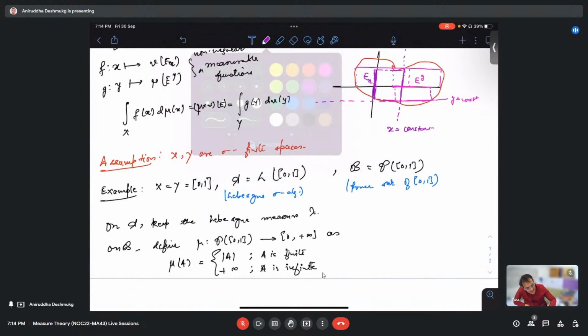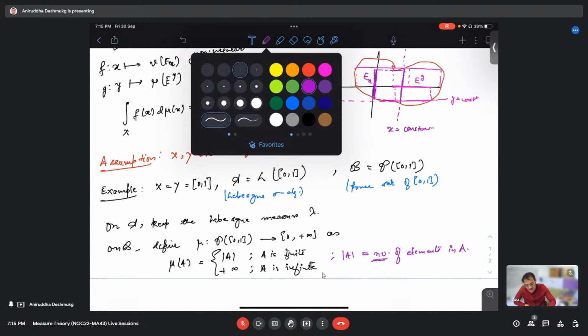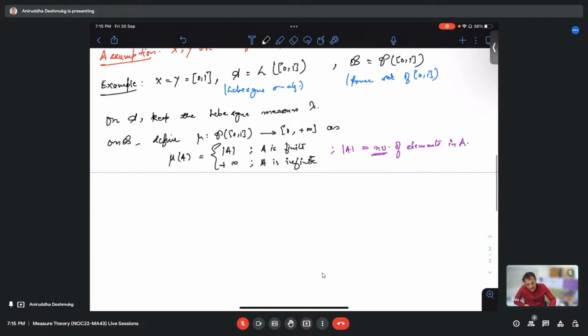Let me just write the notation. This |A| means, this is not the absolute value. It means the number of elements in A. And notice that I am saying number of elements and not the cardinality. So this quantity is defined only when A is finite. If A is infinite, we cannot say how many elements are there inside it.